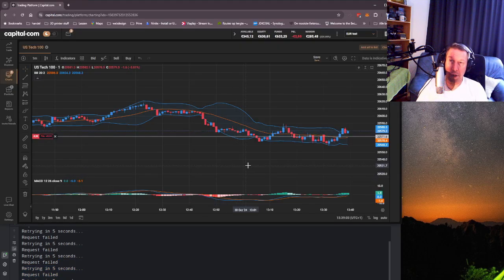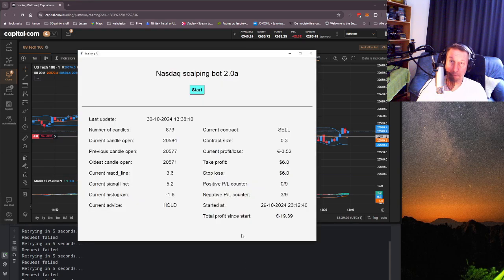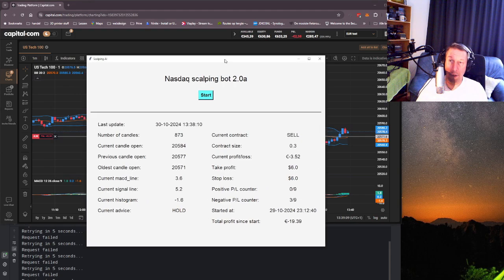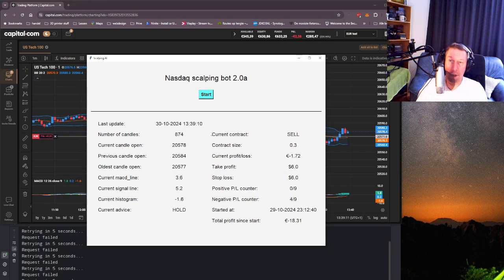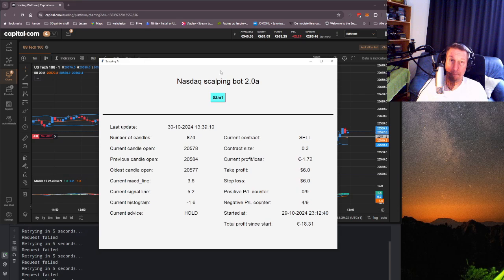And I started the bot with the new settings. The new settings have the effect that we now have a profit loss of minus 1831. And that's okay with me. What we're going to look at is the result.